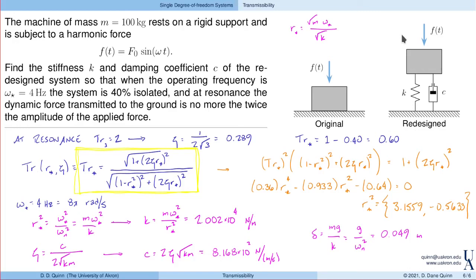So that's it. That's our lecture on transmissibility. Once we know the response of the system, we can go back and determine lots of different things. And in particular here, we look at the force that is transmitted to the surrounding support structure.